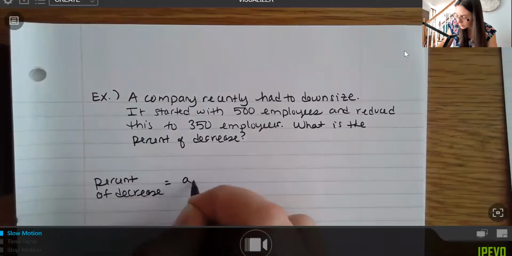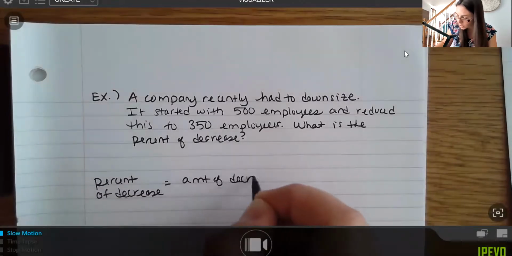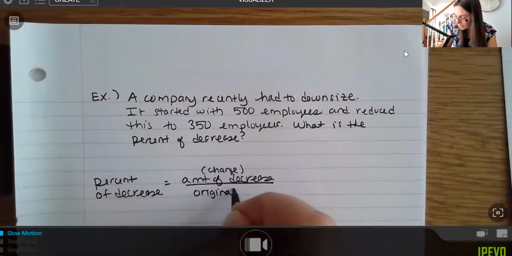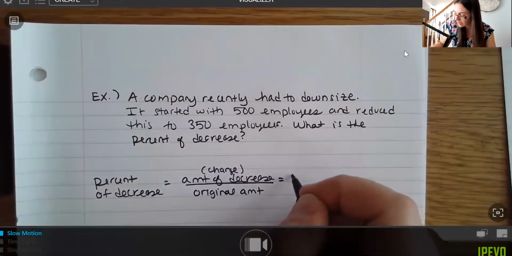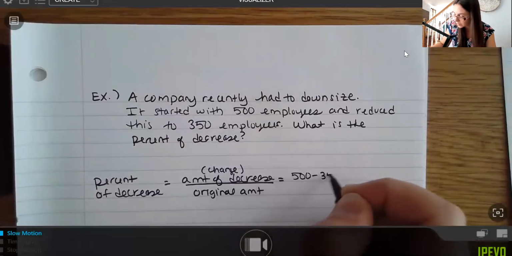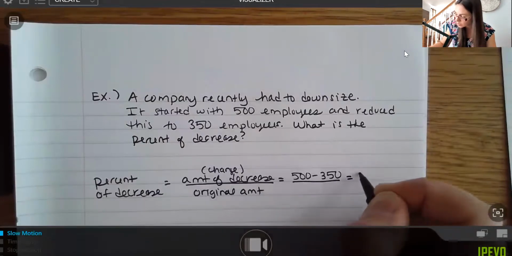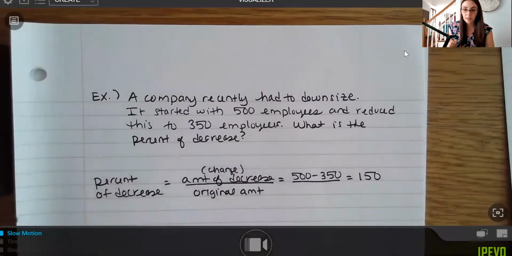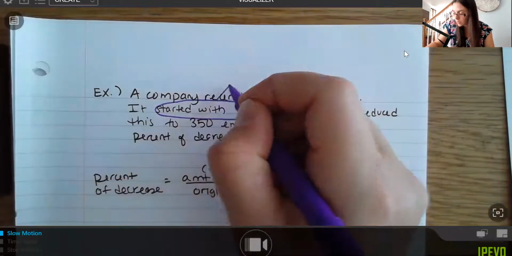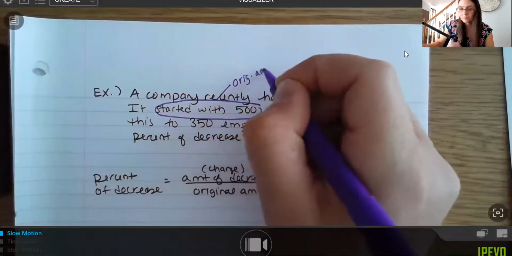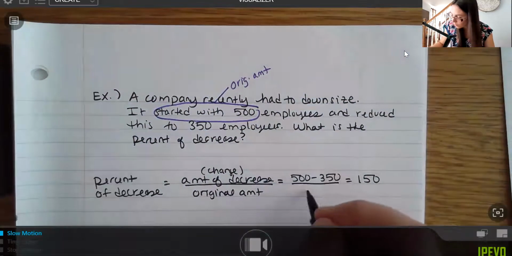So it's the amount of decrease, again, which is change. So it's not the final answer, it's the change over the original amount. So here, how is this changed? Well, we've gone from 500 employees to 350 employees. So that's a change of 150 employees. Now, what is the original amount here? So again, you want to be careful. We started with 500. So this is your original amount. So it's going to be over 500.